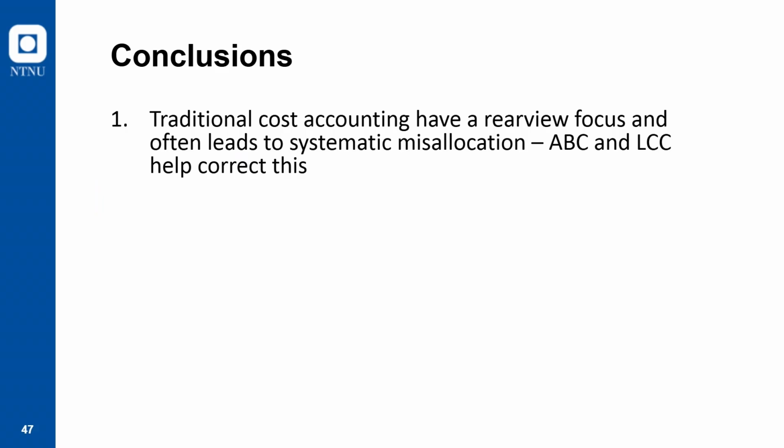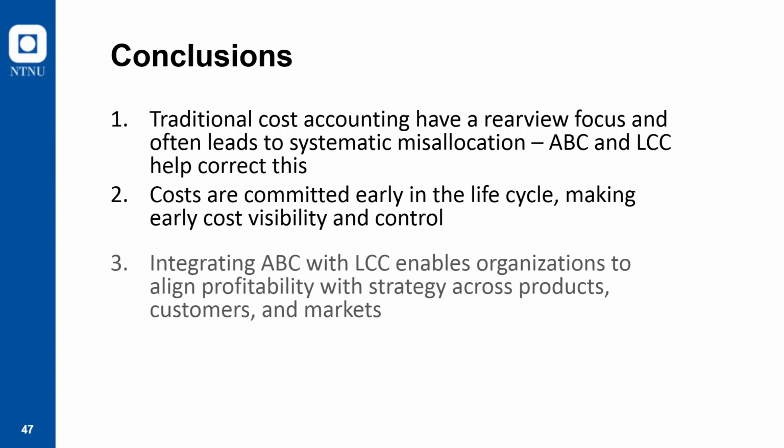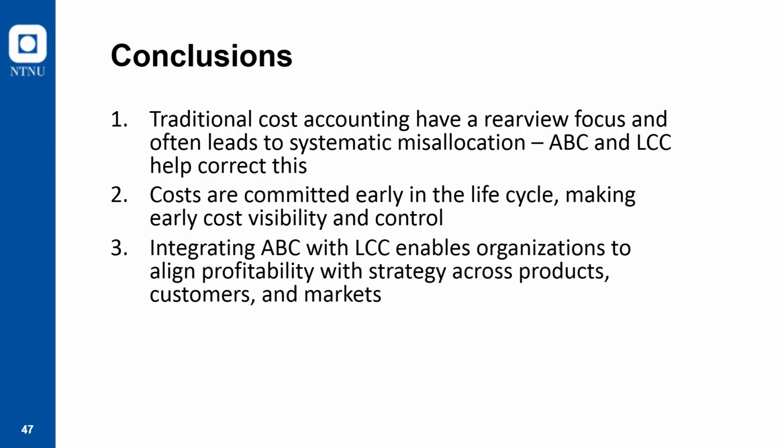So basically, traditional cost accounting has a narrow view focus and often leads to systematic misallocations. And of course, ABC and LCC help to correct this. That's one of the key things. Another one is that costs are committed early in the life cycle, making early cost visibility and control very, very important. You need to design the costs out, basically. It's too late once you build something.